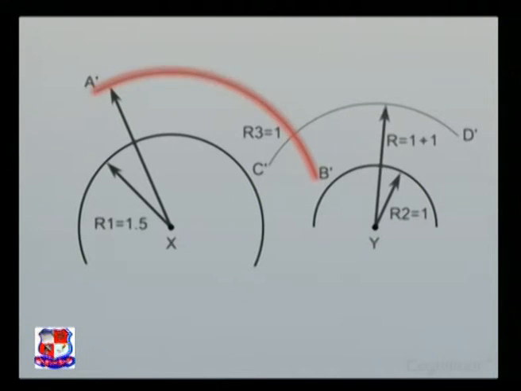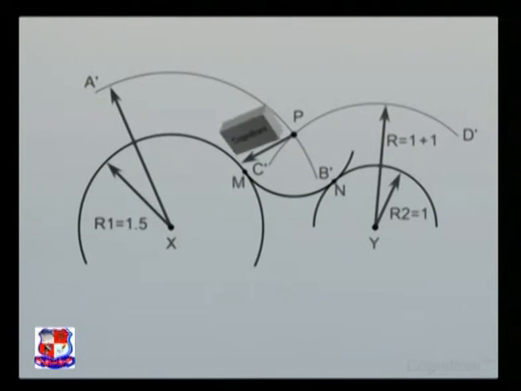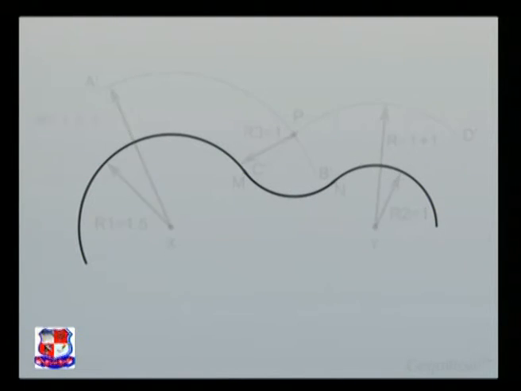The arcs A', B' and C', D' intersect at point P. With point P as center and radius R3, we will draw an arc which will be tangent to the given arcs at points M and N respectively. Let's now erase the unwanted curve segment. And here we go. We have just drawn a tangent arc to given arcs.